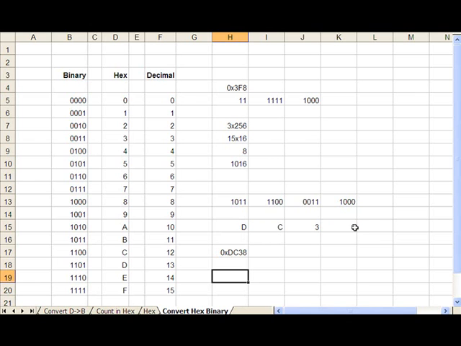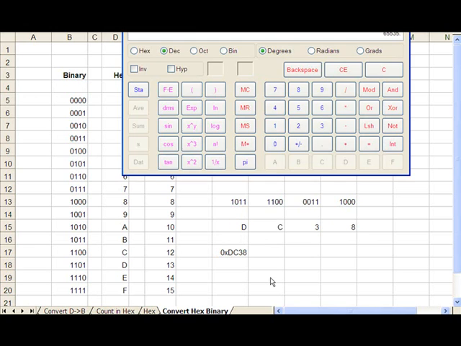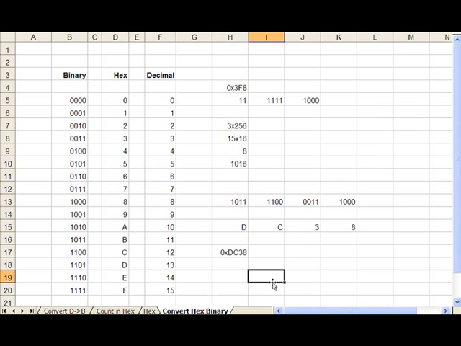What value is this in decimal? Well, I really don't know. DC38 in hex, I probably would use a calculator for that. So in hex, DC38, what number is that in decimal? 56,376.